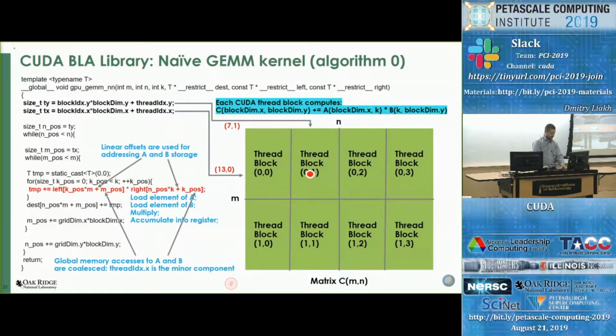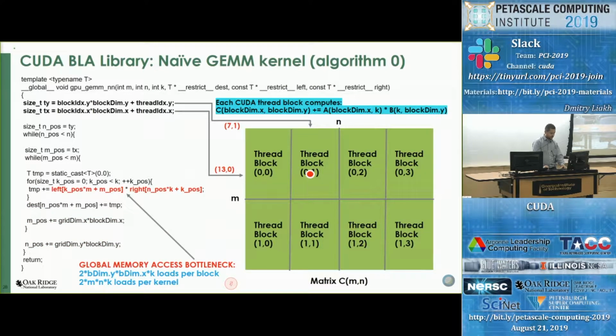And then it's also easy to see the total number of global memory accesses. Each block performs block dim X times block dim Y times the full range of K loads from global memory, and this is per block. And then if we multiply by the number of blocks, you'll see that the total number of loads from global memory is 2 times M times N times K, which is exactly the same as the number of floating point operations.